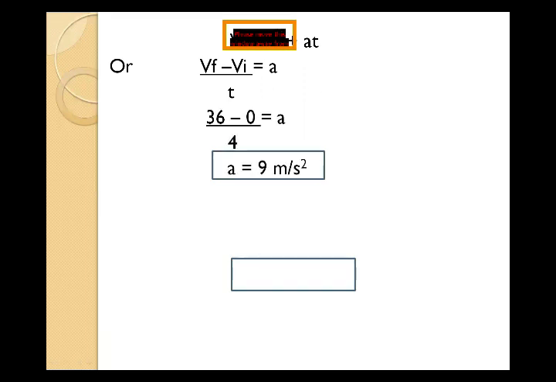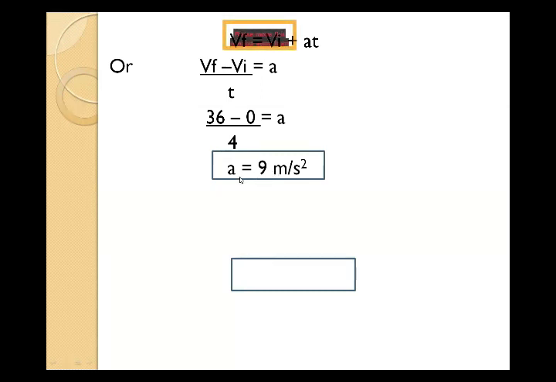Okay, now by putting the values, Vf is 36 and Vi is 0, as I told you that the body is initially in a stationary condition. Now by putting the value of time t, that is 4 seconds, and solving it, 36 divided by 4, we will get 9 meter per second squared.